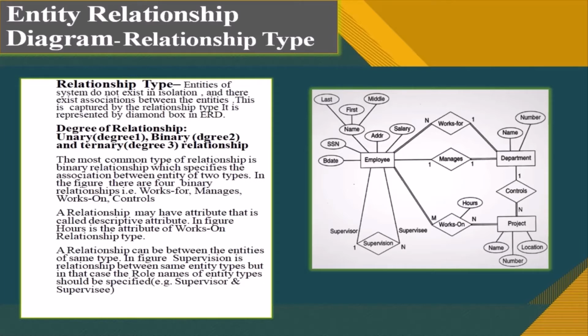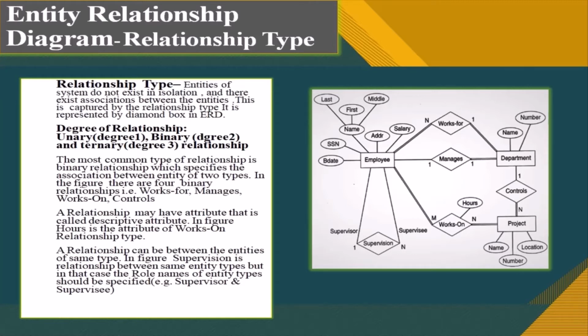A ternary relationship means there is a relationship between three different entities. The most common type of relationship is the binary relationship, which specifies the association between entities of two types. In the figure, there are four binary relationships, for example, works for, manages, works on, and controls.